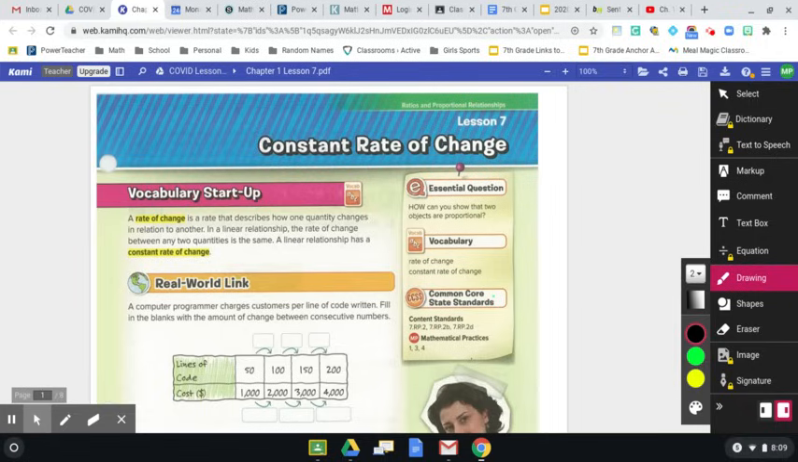Lesson 7, constant rate of change. I'm on page 65 right now. That's the start of the lesson. And I mentioned in the video to start off with today that as we did the lesson, constant rate of change, what you're going to realize is it's really the same thing as unit rate.